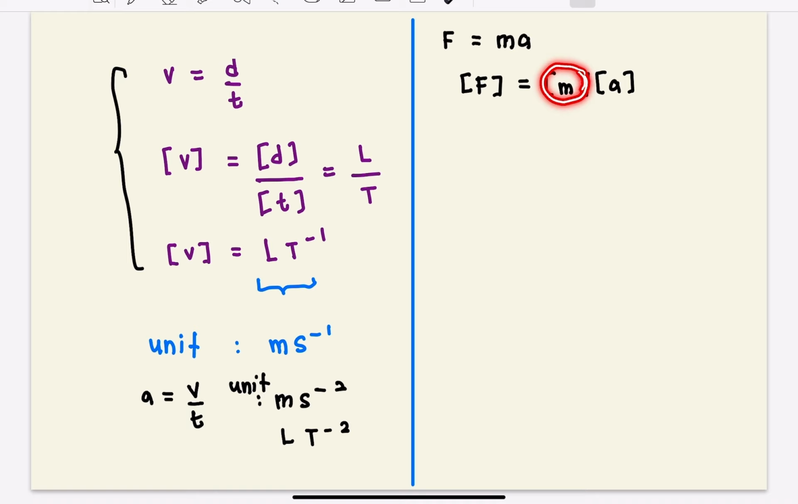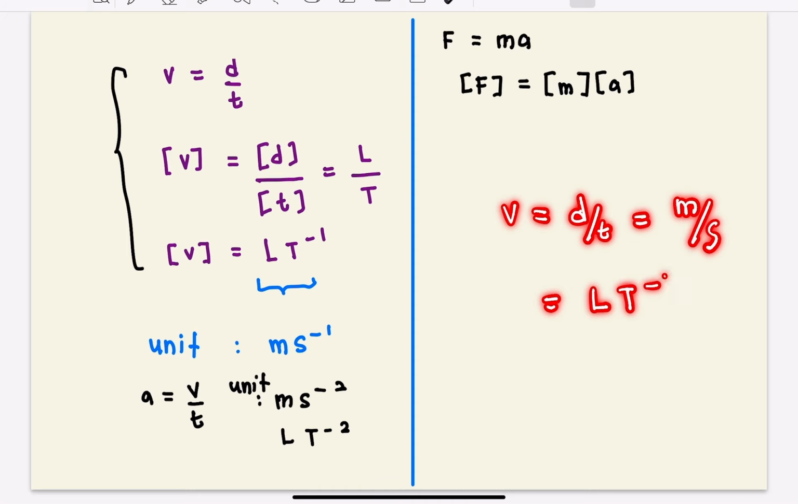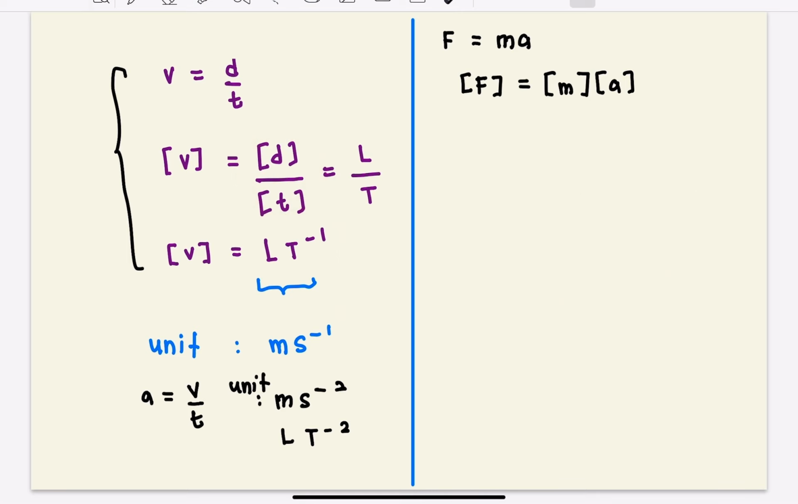This is for another dimension, and this is quite a longer dimension, which is LT minus 2. You can find it using the unit just for the shortcut. But for example, this one, you have V. You cannot write like this. V is equal to D over T, equal to meter per second. Then you conclude it is LT minus 1. Salah, you kena dapatkan daripada dimension pergi kepada unit, bukannya daripada unit kepada dimension. This is just a shortcut sahaja.